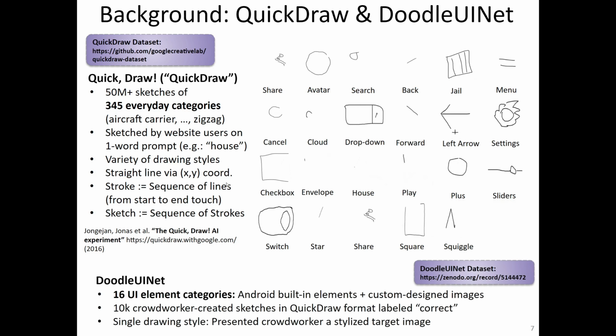Here comes Doodle UINet, which uses the same Google Quick Draw convention and has 10,000 drawings for 16 UI element categories, focusing only on Android built-in elements and custom design images. It presented crowd workers with a stylized target image to draw that UI element, so it has a single drawing style.